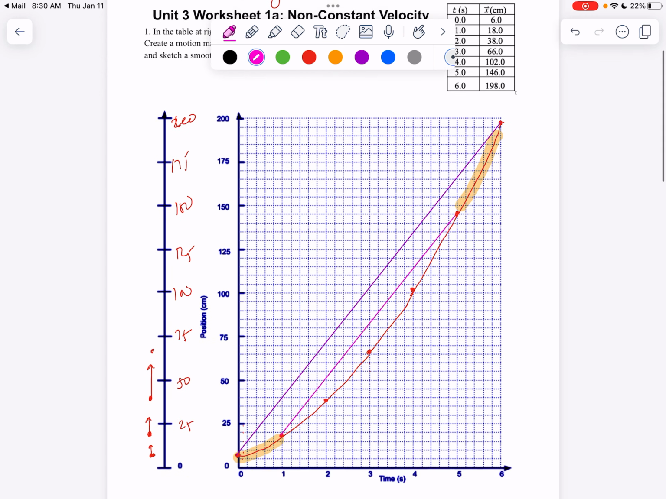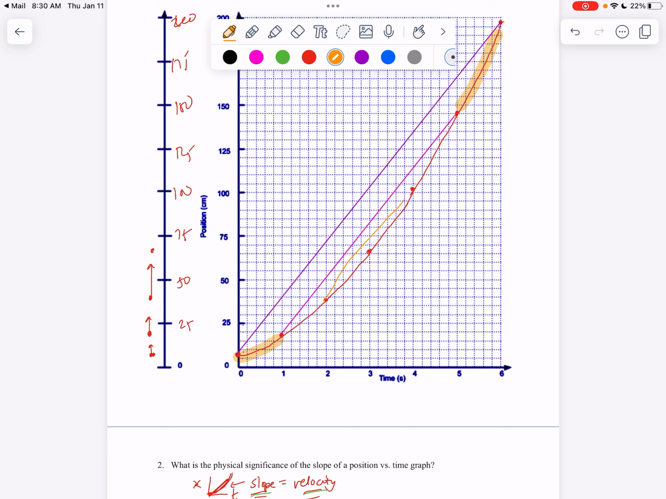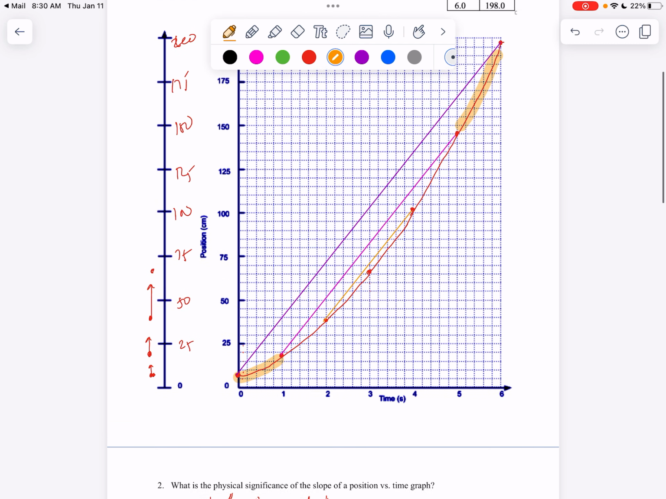146 centimeters minus 18 centimeters, 5 seconds minus 1 second, and this also comes out to 32 centimeters per second. So that is now the average velocity between 1 and 5 seconds. Again, it's not actually going that speed the whole time, but just on average, that's how fast it would go.